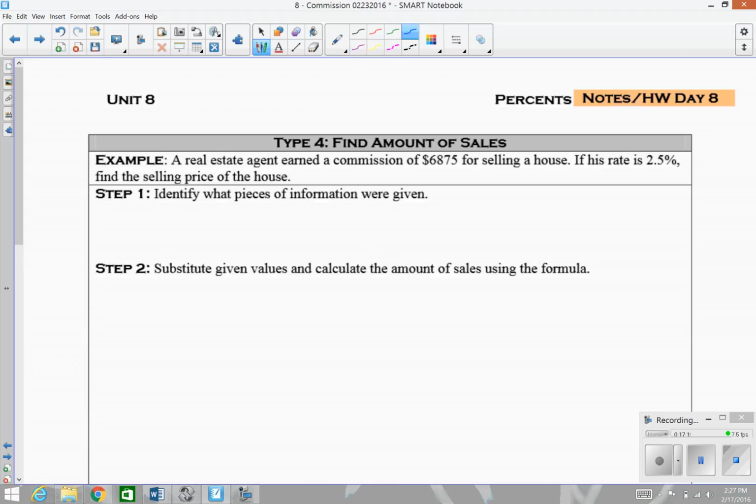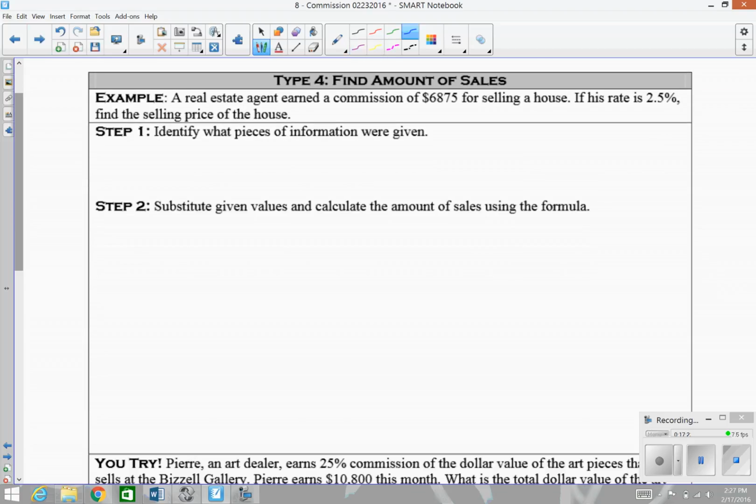Last one, here we go. A real estate agent earned a commission of $6,875 for selling a house. Okay, so we have the amount of commission. We also have the rate, which is 2.5. We want the selling price or the amount of sales.